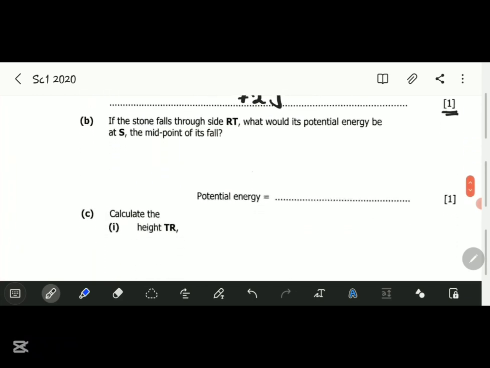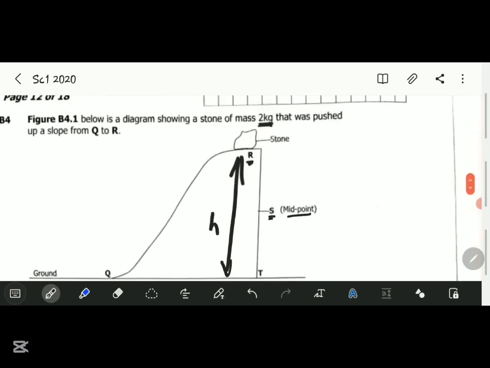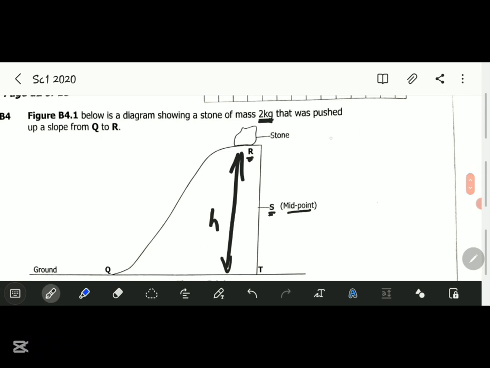We proceed to B. B, if the stone falls through side RT, what would its potential energy be at S, the midpoint? Now, what happens when an object is falling is this. At the top here, the gravitational potential energy is at its maximum value, while the kinetic energy is zero because it's not moving.